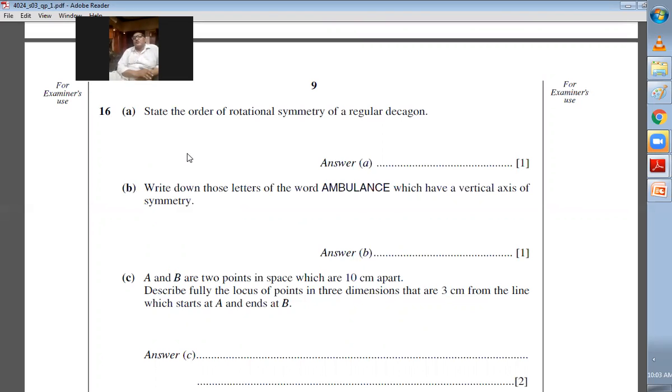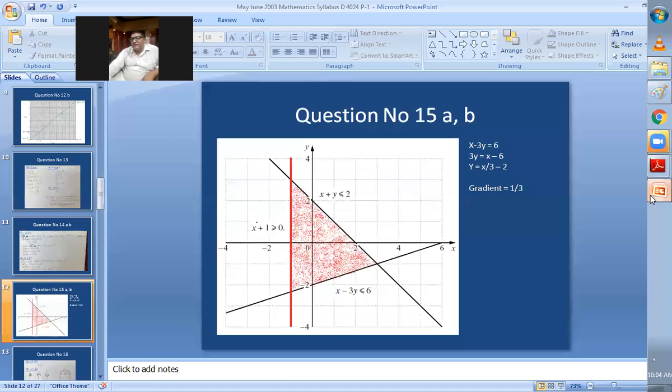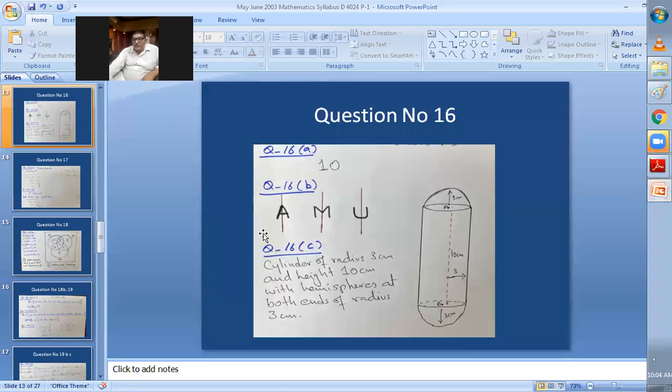It says, write down those letters of the word ambulance which have a vertical axis of symmetry. In the word ambulance, the letters which have a vertical axis of symmetry are A and M, and U. I've done this on paper. Let me show you. So here we go.